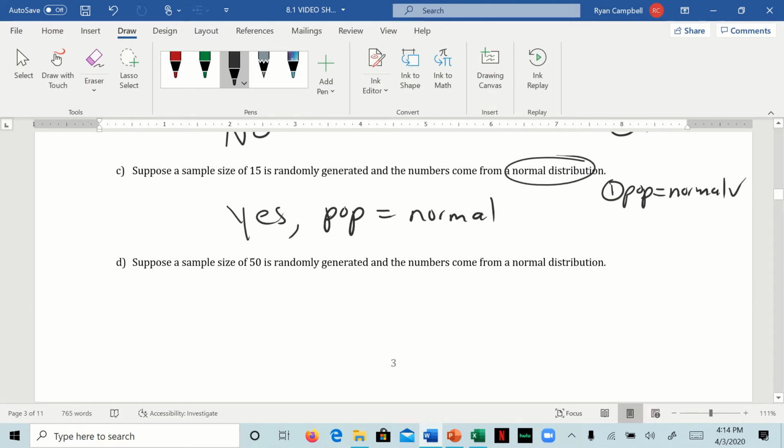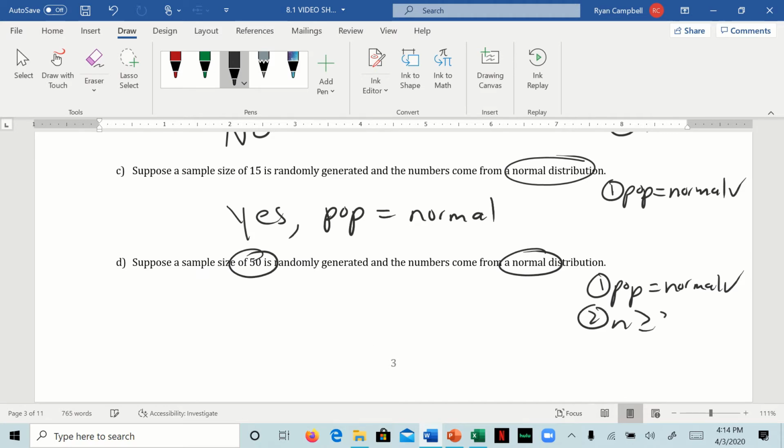All right, next. Suppose that the sample size of 50 is randomly generated with numbers that come from a normal distribution. So again, population is normal, so that's fine. But we also have the addition of the sample size being greater than or equal to 30. So we're good on two fronts. We only need one though, right? But yeah, both of them are true. You could say the population is normal. You could say that the sample size is greater than 30, right? Either way, 50 is greater than 30. Yeah, both work.